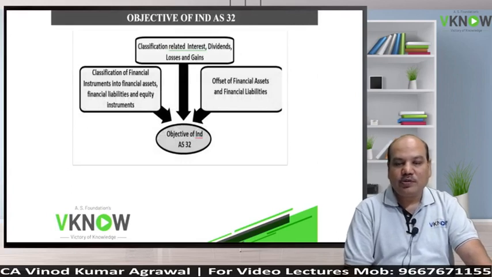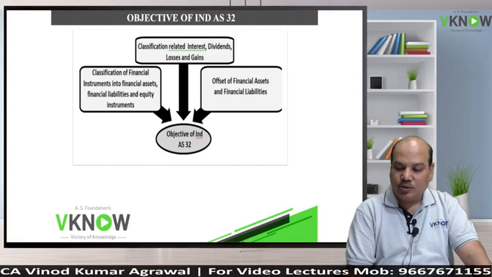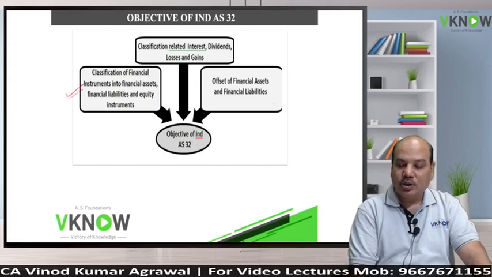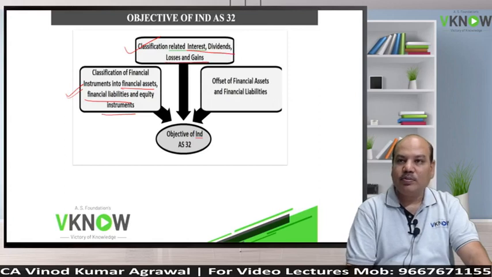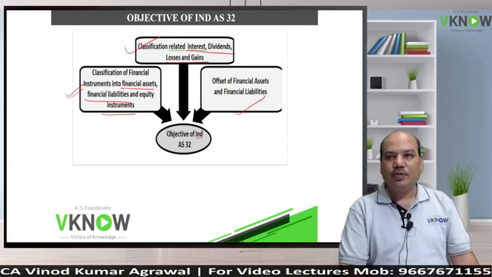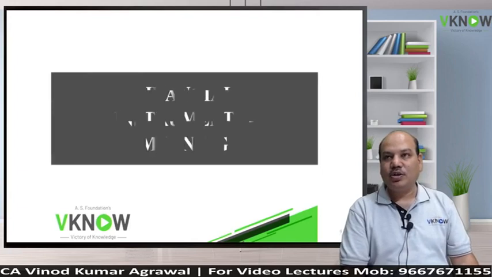So please come to Ind AS 32. What are the three main objectives of Ind AS 32? First, it will help you identify whether the financial instrument is a financial asset, a financial liability or an equity instrument. Accordingly, they will be presented. Then in the P&L account, whether an income or expense will be shown as interest, dividend, losses or gain, or will it be shown in SOCIE. And then the standard will tell you when you should set off financial asset and financial liability.